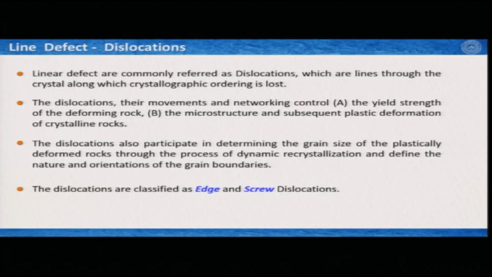The dislocations are classified in two segments. One is edge dislocation and another is screw dislocation. Now, we will first look at edge dislocation and then we will understand the screw dislocation. Edge dislocation is much easier to understand and comprehend. But before we go to the actual scenario, let us get a concept of what a dislocation is.